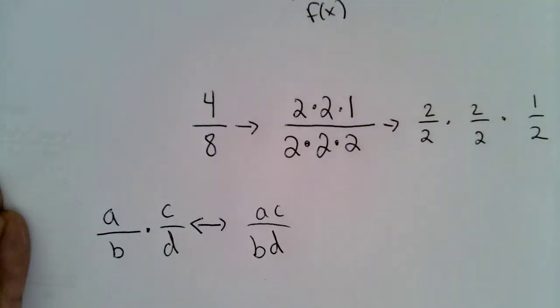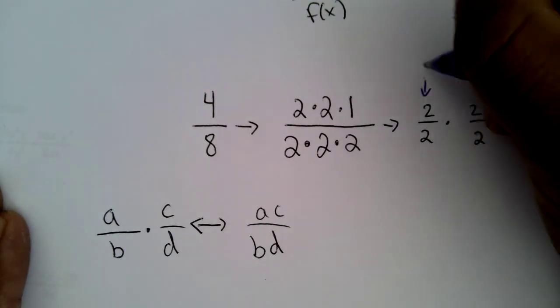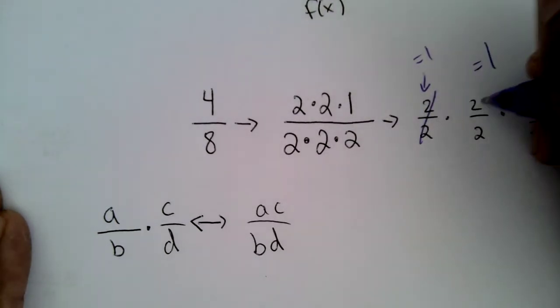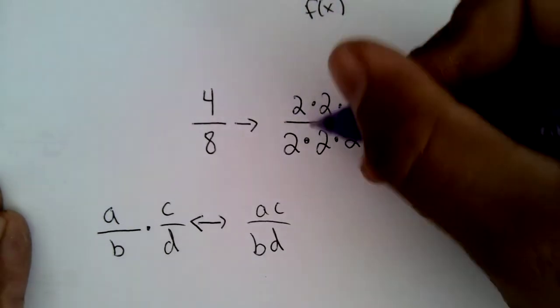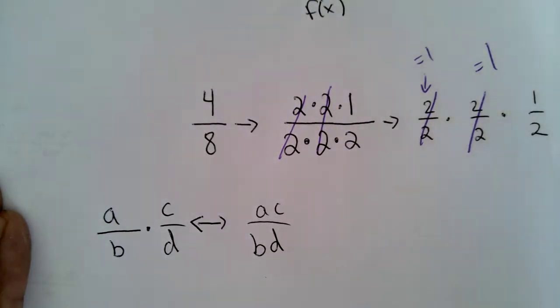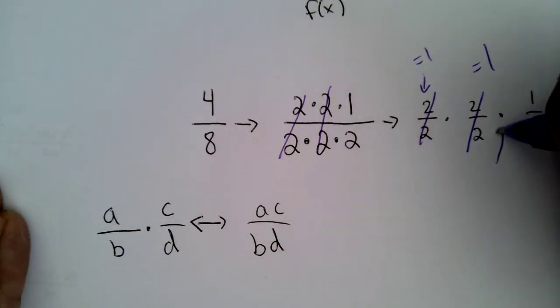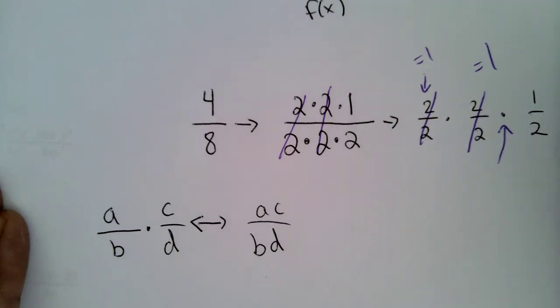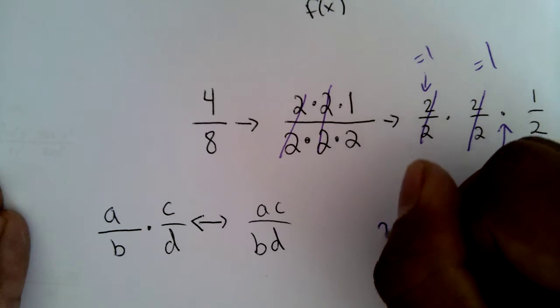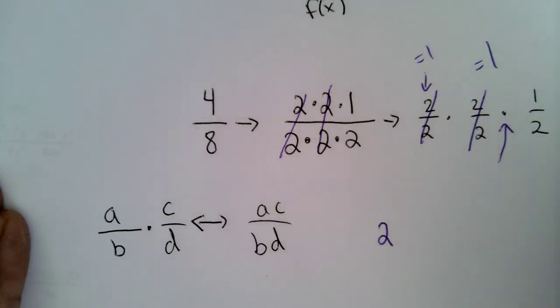Now, what we know about a number over itself is that it's equal to 1, and multiplying by 1 is redundant. So that idea of crossing out things the same on top and on bottom is because we're multiplying by 1. And I want to emphasize that whole idea about multiplying, because that concept doesn't work the same way with addition.